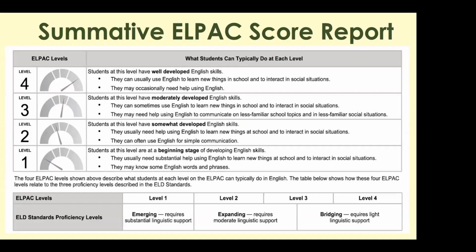Your child will also receive scores for oral language, which includes listening and speaking, and written language, that includes reading and writing. The level score will be one of the following: beginning, somewhat developed, moderately developed, or well developed.